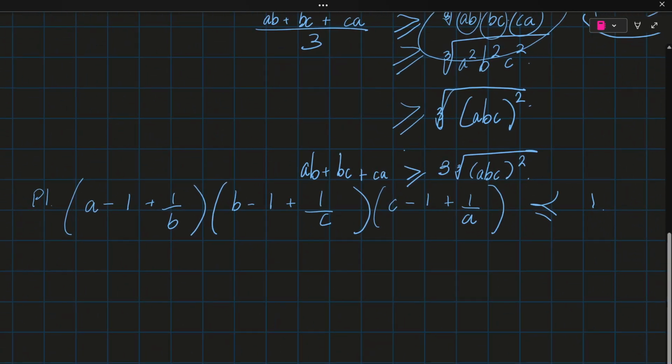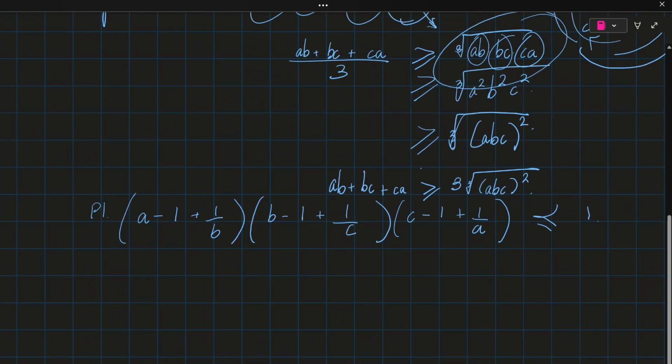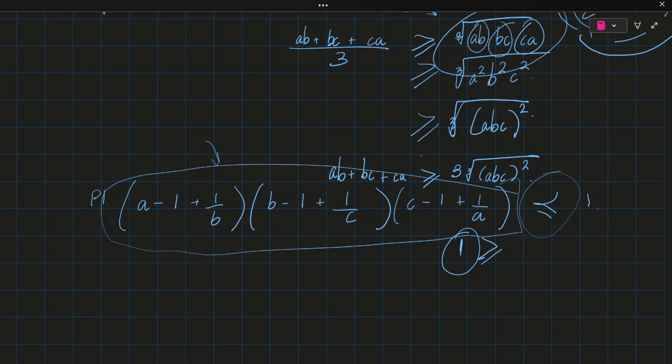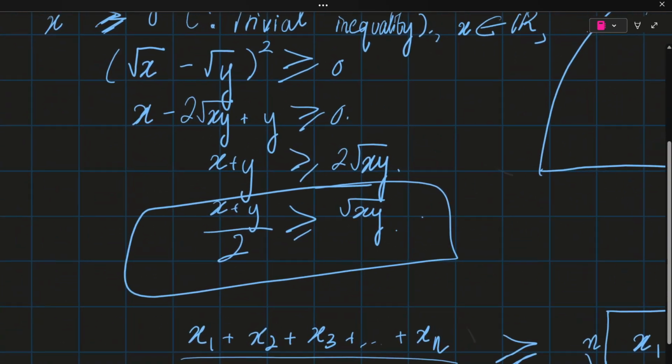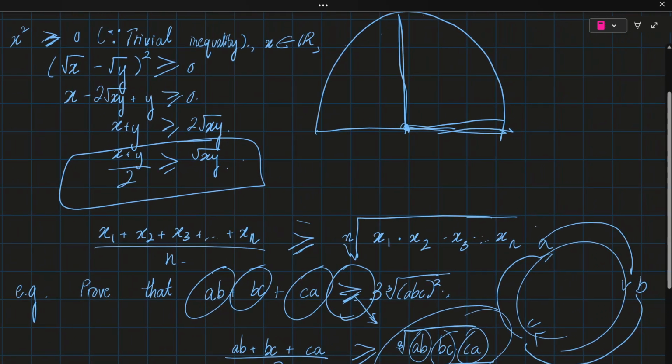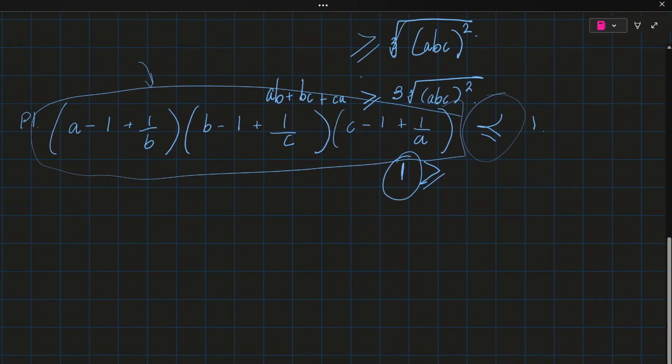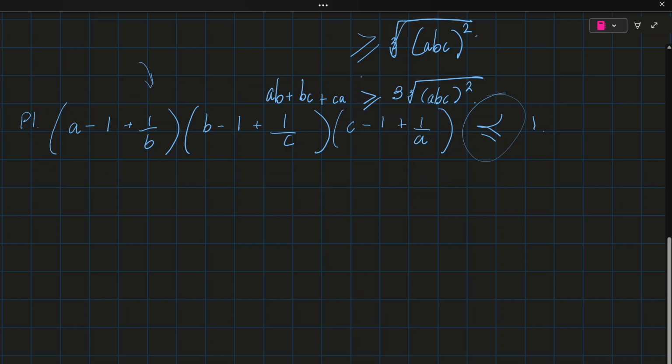So, this looks a bit strange, right? The sign is flipped, so the 1 part must be the AM part, and this part has got to be the GM part. Because remember, this part's supposed to face the AM part, the arithmetic mean part, because it's greater than or equal to the geometric mean. So we'll somehow have to work out with that hint.